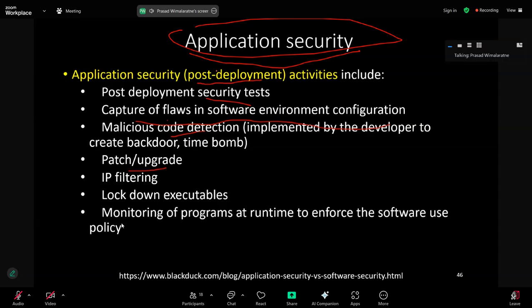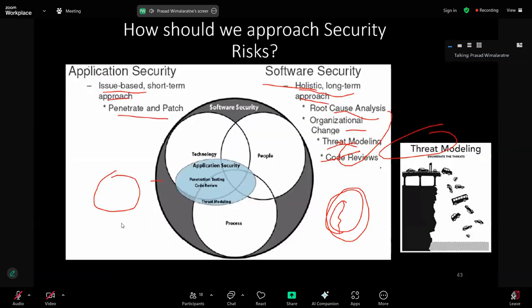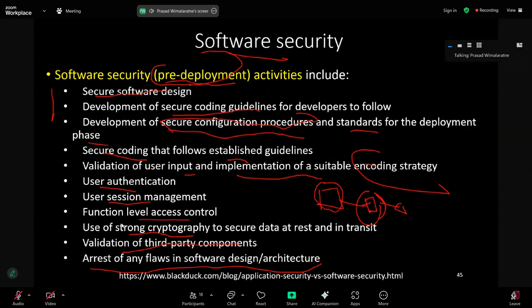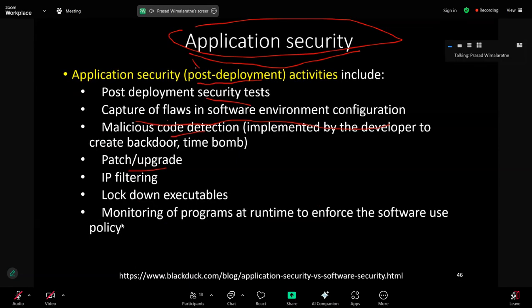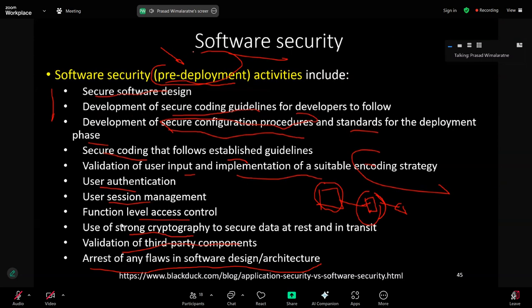So we see here, what we just saw in this diagram, application security we said is a build and patch approach. It is a short-term reactive approach, whereas software security is a holistic long-term approach looking at the root cause, doing things early so that we have fewer problems. Therefore, it's a proactive approach. So proactive approaches relate to pre-deployment activities, whereas reactive approaches generally relate to the post-deployment activities. So pre-deployment and post-deployment activities generally refer to those two areas actually.